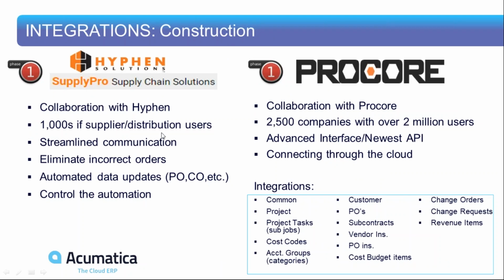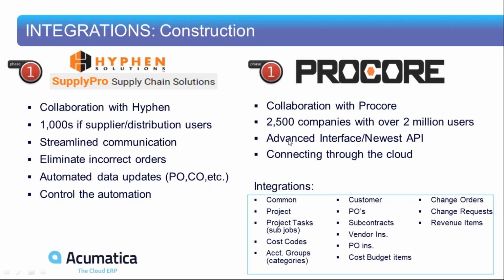So if you're a subcontractor or supplier that works in the residential space, we have an ability to actually integrate Hyphen into our sales order system to move it through into project accounting. We're finalizing the Procore interface. These are the objects we're working on. We expect to have this done in the next quarter. It's about halfway through, maybe a little bit more.